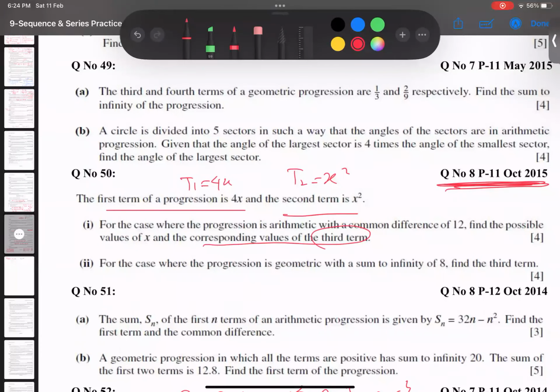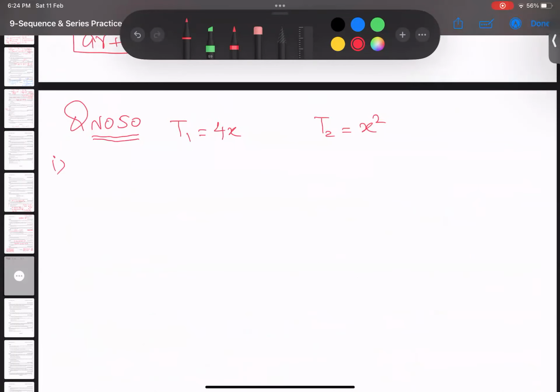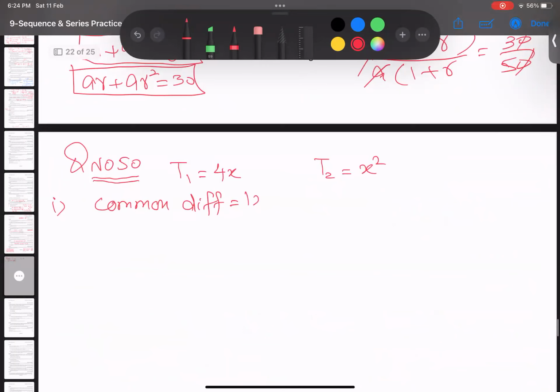So the first part we can do easily. According to the situation, the common difference is given as 12. So t2 minus t1 is equal to 12. In this sense, x squared minus 4x is equal to 12. Bring the 12 here, so is it clear?